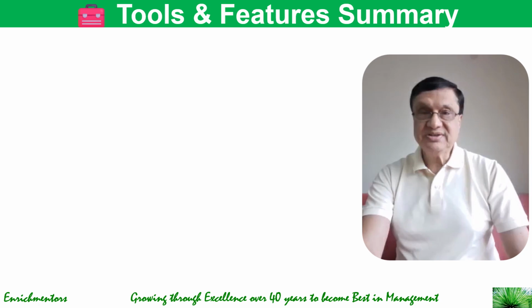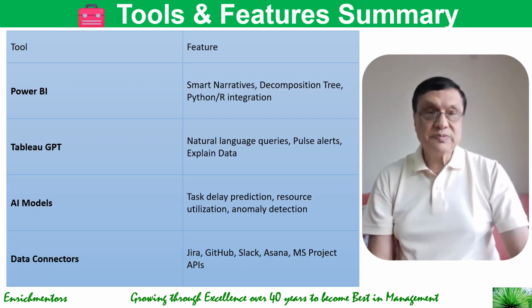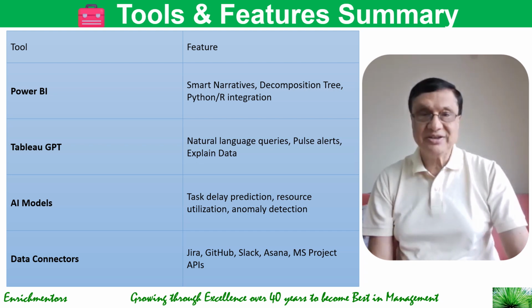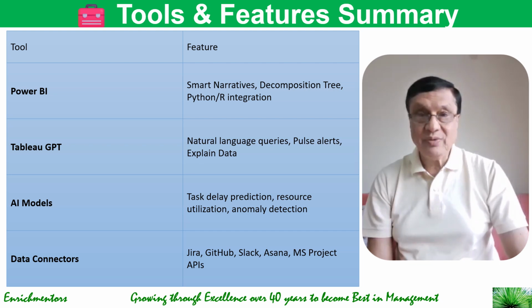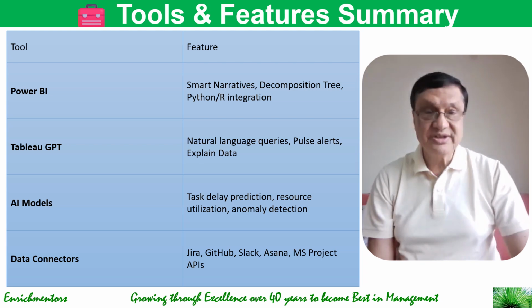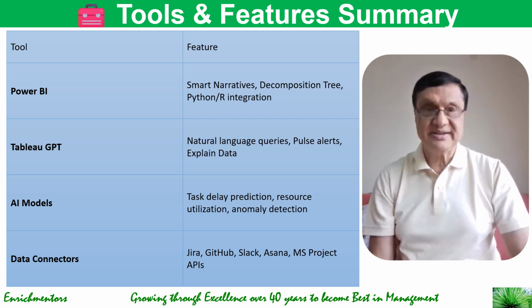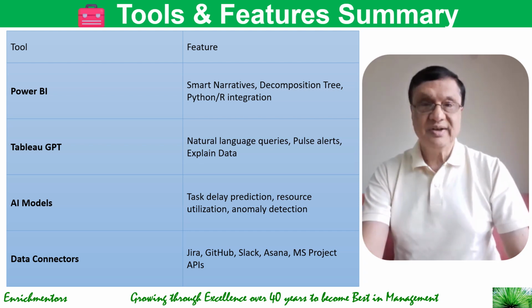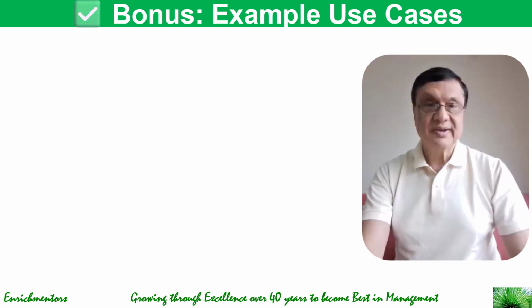What are the tools and features that you can use? You can use Power BI obviously for smart narrative, decomposition tree, and Python and R integration. You can use Tableau GPT for natural language queries, pulse alerts, explain data. You could use AI models, of course, for task delay predictions, resource utilization, and anomaly detection. And then you can use data connectors like Jira, GitHub, Slack, Asana, MS Project APIs, etc. So that's a summary of tools and features that you can use.